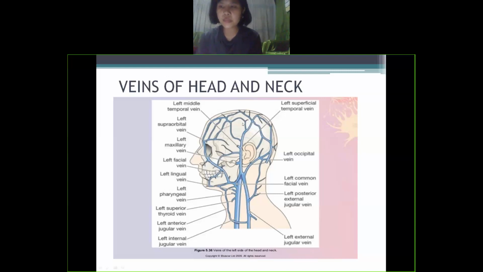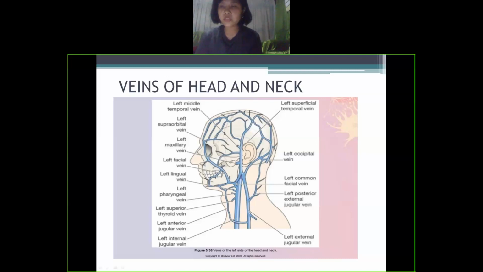The deoxygenated blood from the head and the neck will return. They will be returned by whom? Where? They will return to the deep and the superficial veins. Understand? And these superficial veins form different branches again. So what are those superficial branches?